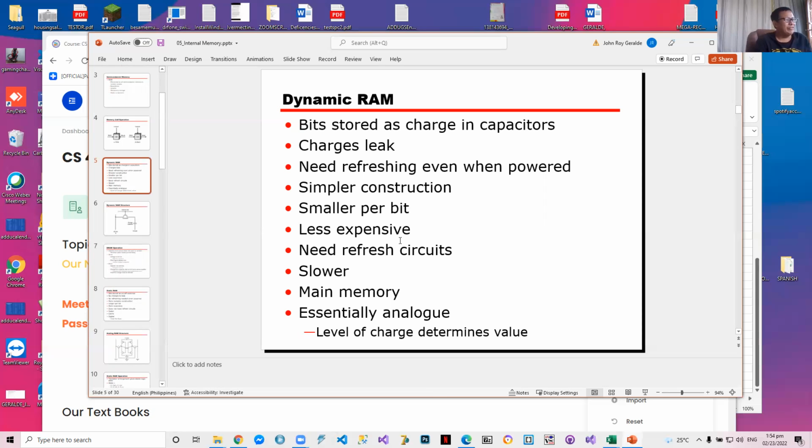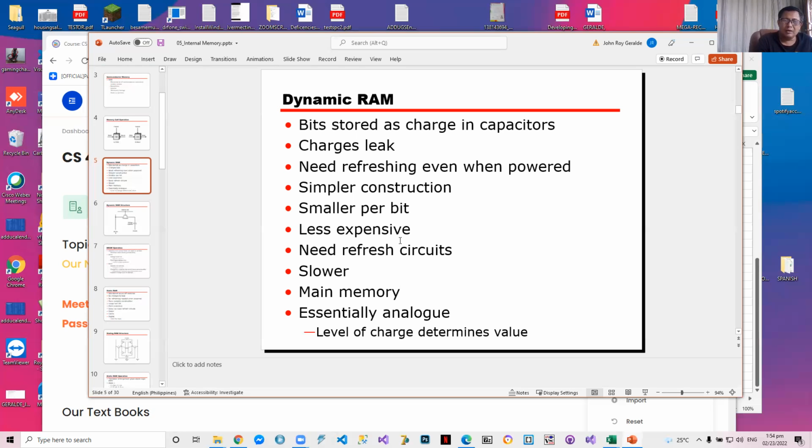So there should be a feedback refreshing of power, which means that every time you read, you have to write it also back again. It's a very simple construction, no? Because only one device is the main component here. It's called a capacitor. You know what a capacitor is, right? It's like a small battery. It stores a charge, no? It's smaller because capacitors can be very small, no? They can be reduced to very small sizes, no? It's less expensive, no, because it's easy to reproduce.